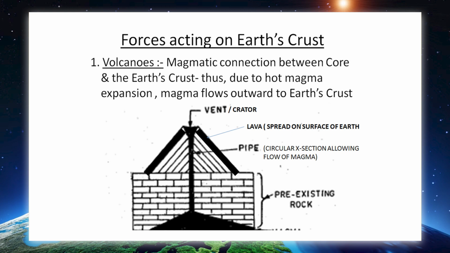Okay. The top portion is going like a central pipe, and it is forcing out the lava on the top. When the magma comes out on the surface and spreads on the surface, it is called lava. Not before that. Unless it comes out of the earth and spreads on the surface of the earth, it is not called lava. Before that, it is called magma.